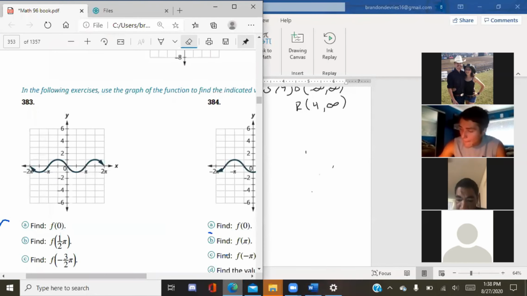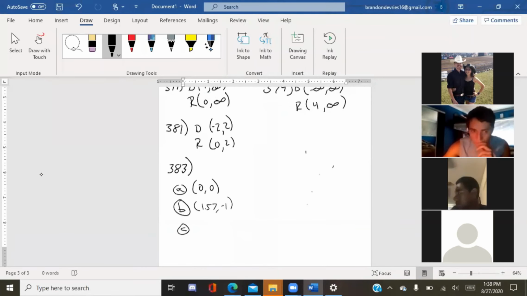C, negative 3 over 2 pi. That'd be 1.5 pi, right here, because 3 over 2 is 1.5. So it would be half pi plus the full pi, which is 4.71, and then negative 1. So negative 4.71, negative 1.